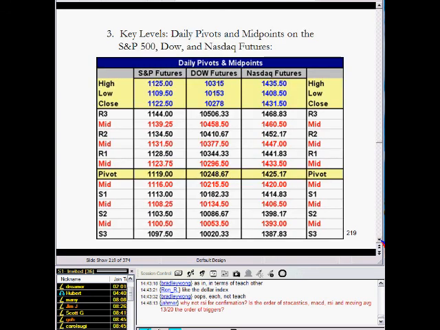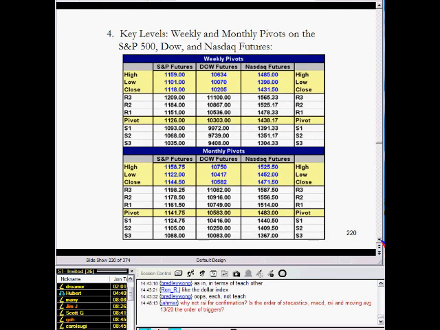The other thing I'm going to do is have all the pivots in front of me. The pivots are something we've gone through, and you guys know how to do that. This is the Excel spreadsheet that I use, and I'll be sending that out to you when this is over. I just like to know where the pivots are, and that includes the weekly and the monthly pivots as well.